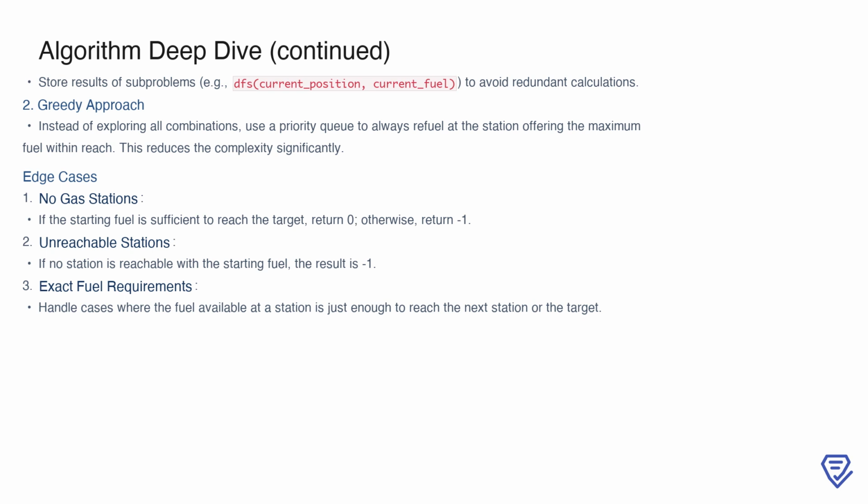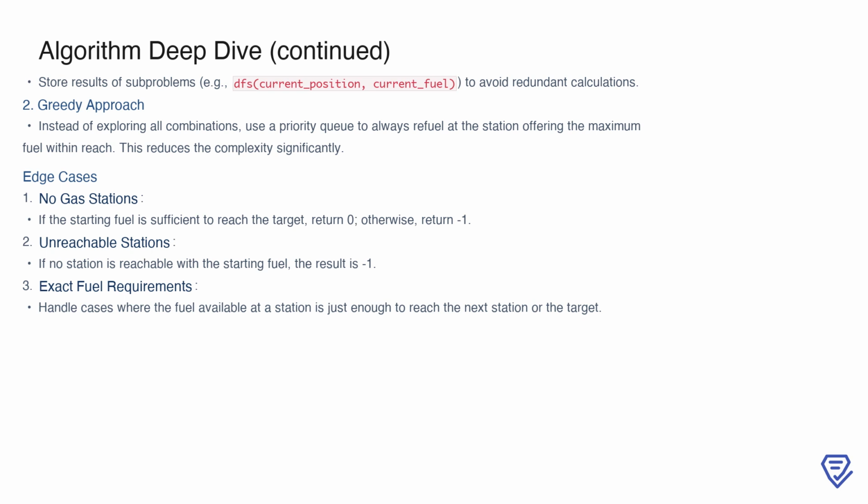This significantly reduces the time complexity, making the algorithm more scalable. It's also important to handle edge cases effectively. If no gas stations are provided, we check whether the starting fuel is sufficient to reach the target. If it is, we return 0, otherwise, we return -1. For cases where no stations are reachable due to distance constraints, the function should also return -1.